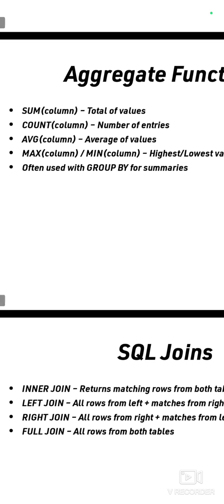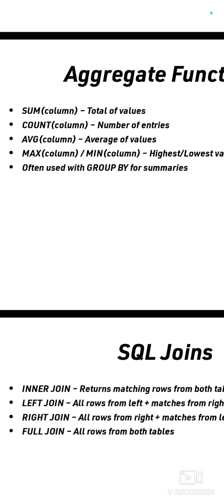Third one is AVG. The AVG function calculates the average of a numeric column. It divides the sum of the column by the number of non-null value rows. AVG returns the average of the non-null values in the rows. This is called average.